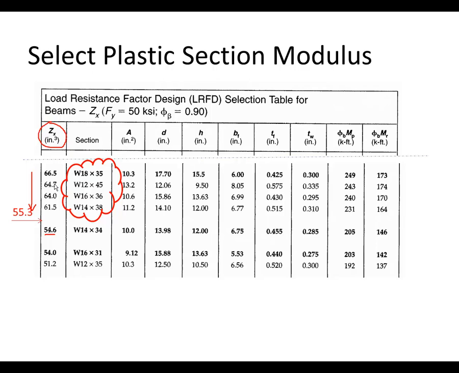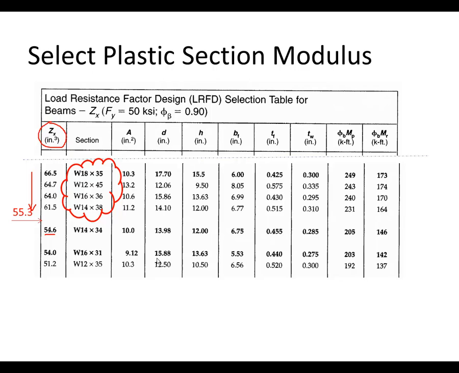The problem is we get too far away from the 55.3, and we start to put more material in there than we need, and we price ourselves out of a job. So we got to stay practical in what we're using. So I'm going to look at these 4 values right here: a W18 by 35, a 12 by 45, 16 by 36, and a 14 by 38.